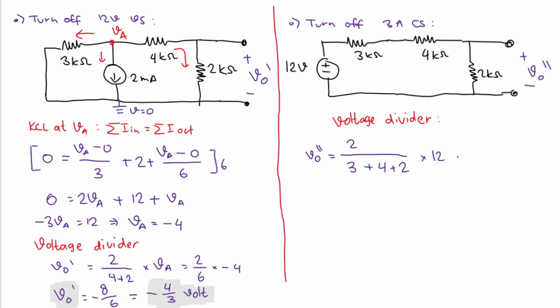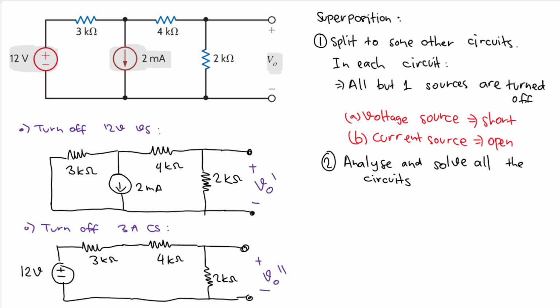Okay, 2 multiplied by 12, that will be 24. And then divided by 3 plus 4 plus 2, that will be 9. Okay, and then divide numerator and denominator by 3, I will have 8 over 3. And we have the value of V0 double prime, which is 8 over 3 volt. Okay, and this is our V0 prime. And then we are ready to do the final step of the equation.